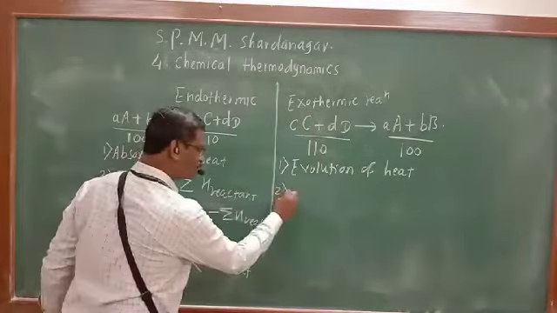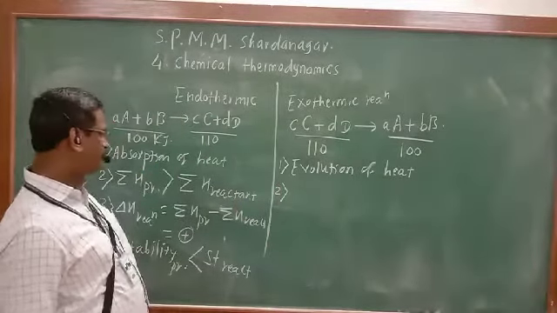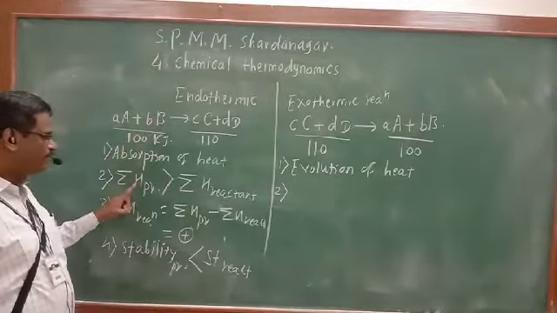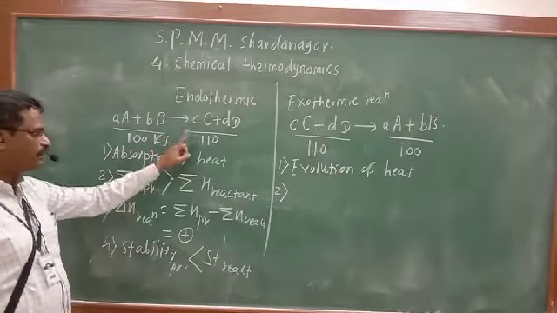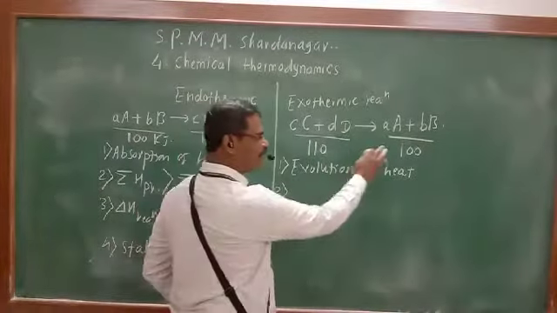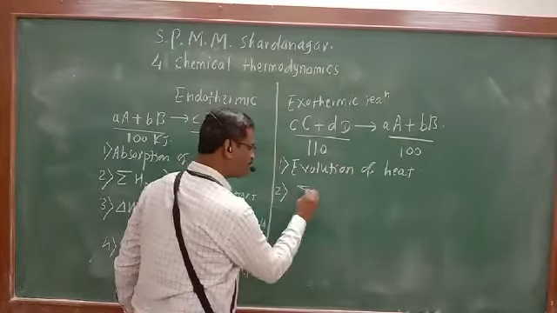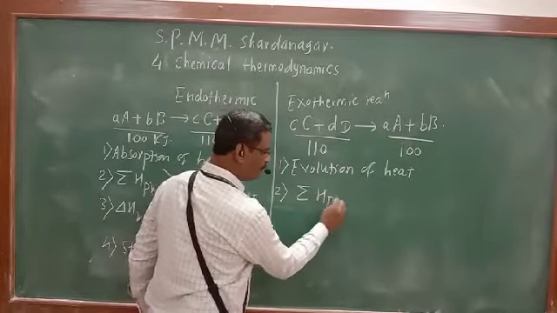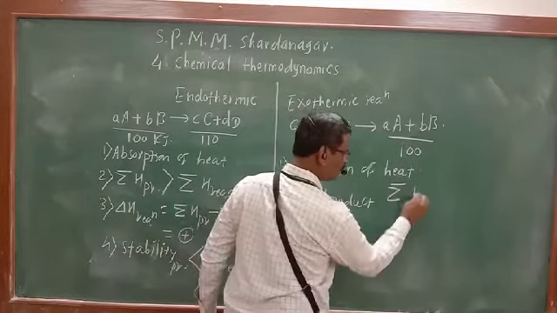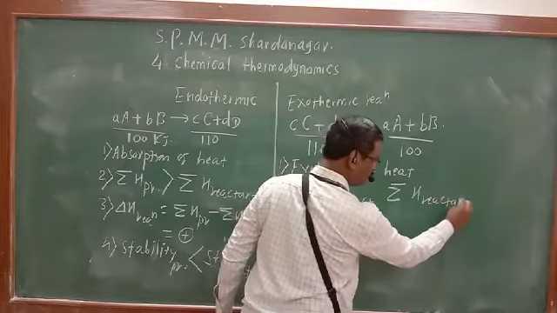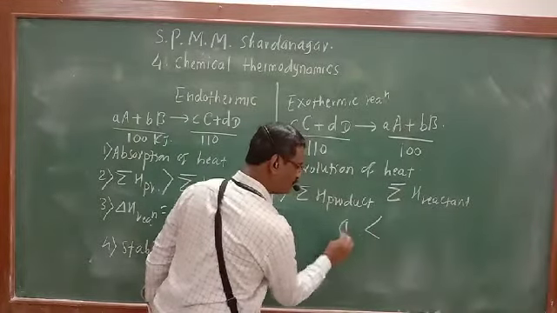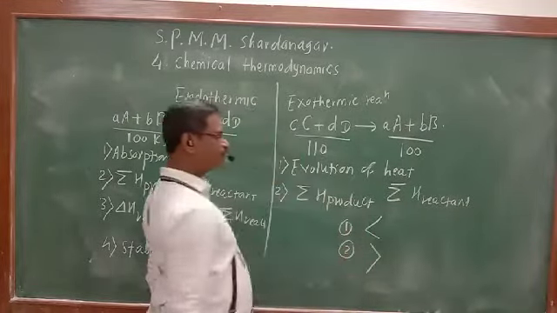Now the second point, enthalpy of product and reactant. We have to compare. In the endothermic case, the summation of enthalpy of product is greater than the reactant. Here which one is greater? Reactant is greater or product is greater? Summation of enthalpy of product and summation of enthalpy of reactant. Which is the correct sign? Is it like this first sign or is it like the second sign? Which one is greater?